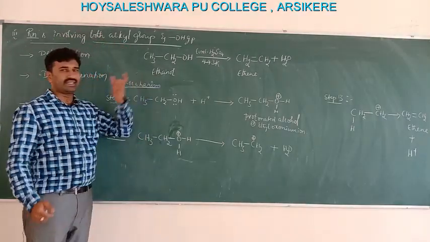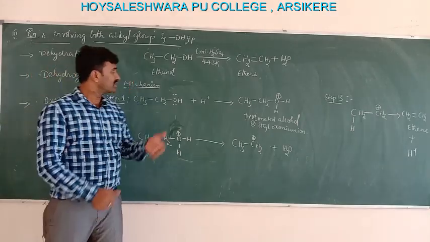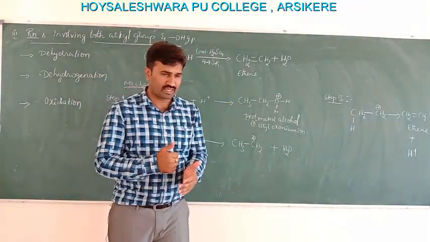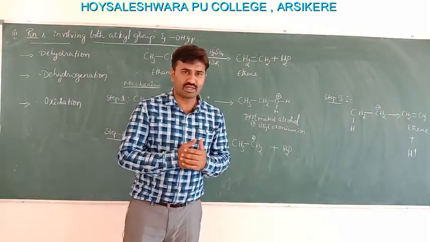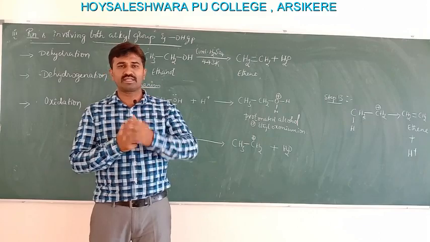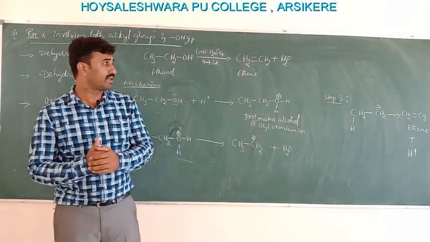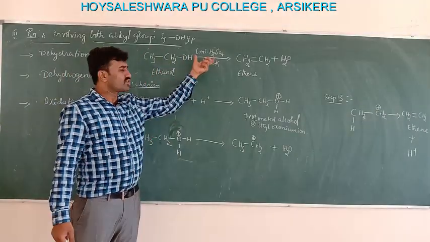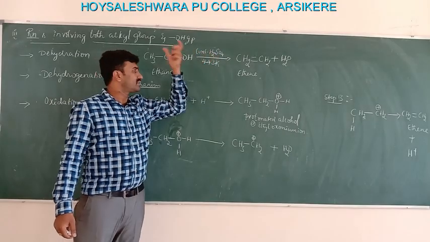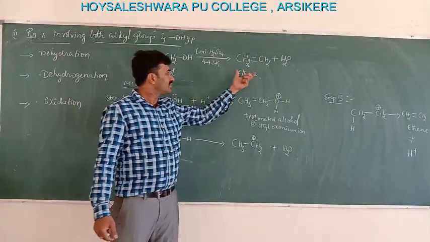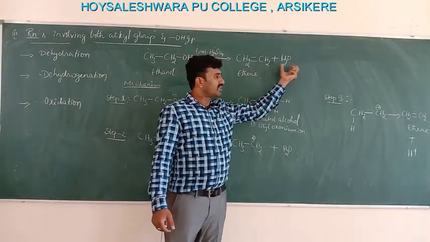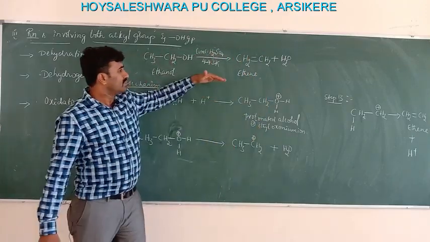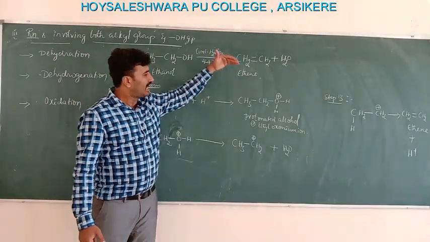The first reaction is dehydration. Alcohols upon reacting with concentrated sulfuric acid, or phosphoric acid, or P2O5, or any strong acid at higher temperatures form alkene. Consider an example here, ethanol CH3CH2OH. In the presence of a strong acid, that is concentrated sulfuric acid, at 443 Kelvin it forms ethene plus water. You see, water is removed from ethanol, so dehydration has taken place here. So this is the dehydration of alcohol to alkene.